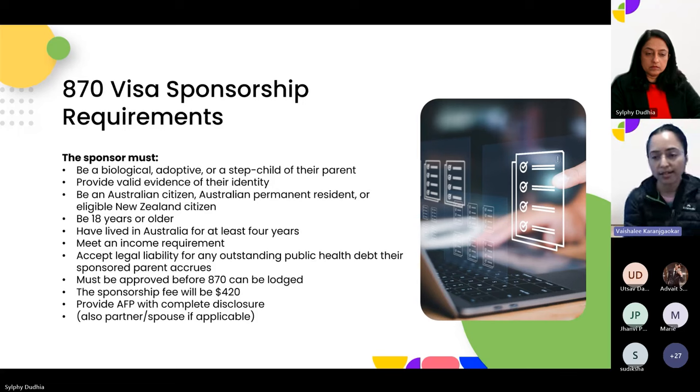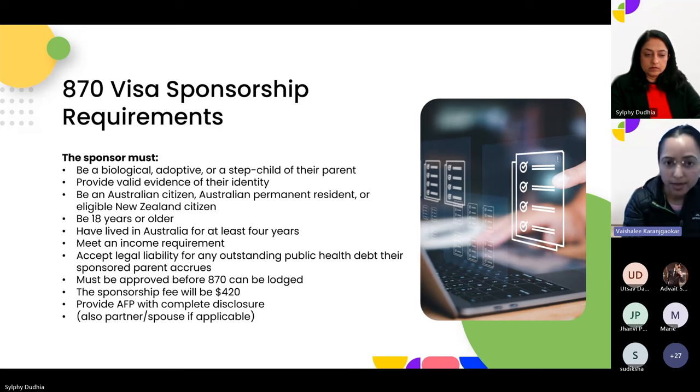You can't lodge both the applications together. The sponsorship application and the visa application go one by one. The sponsorship fee will be $420, plus there is a 1.40% card surcharge, but this is the current year fee, which might increase after July.